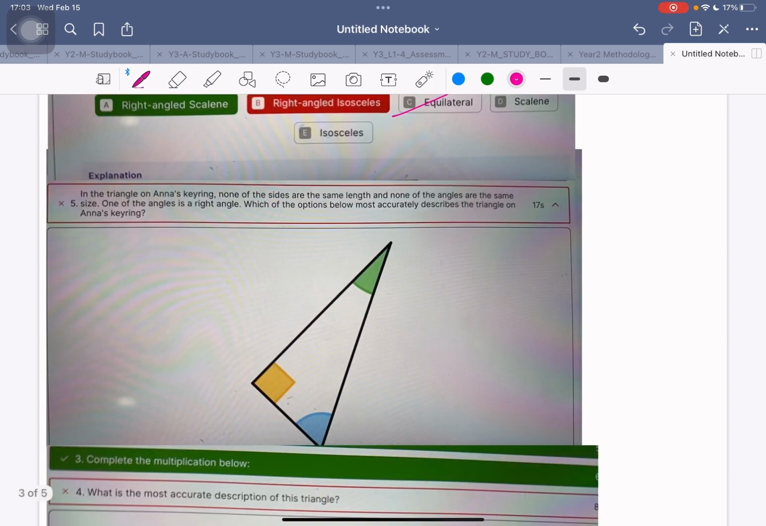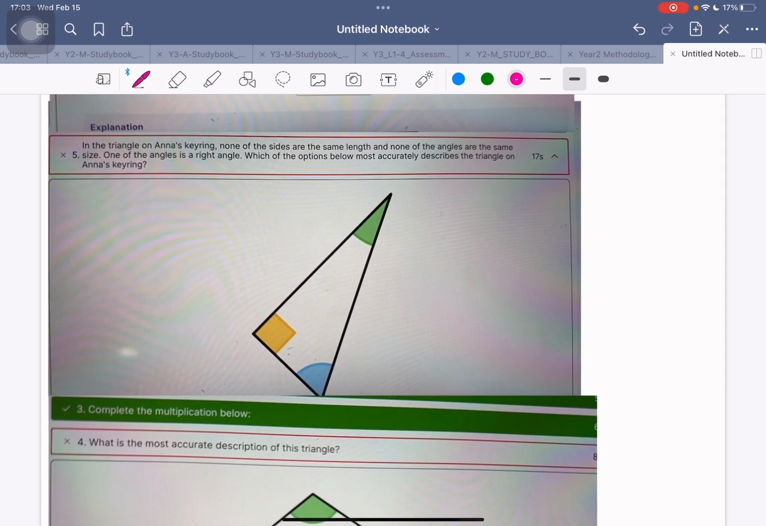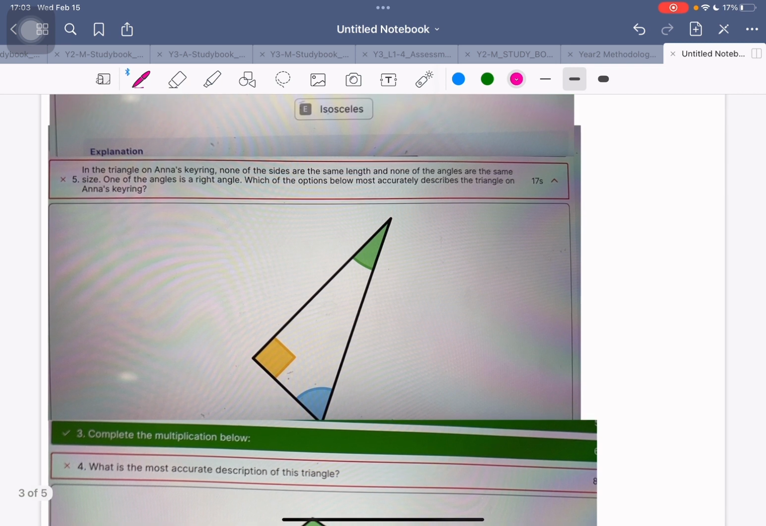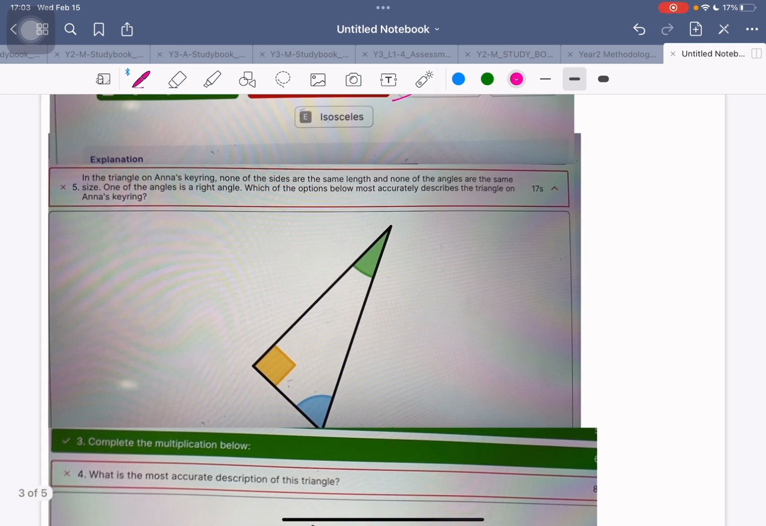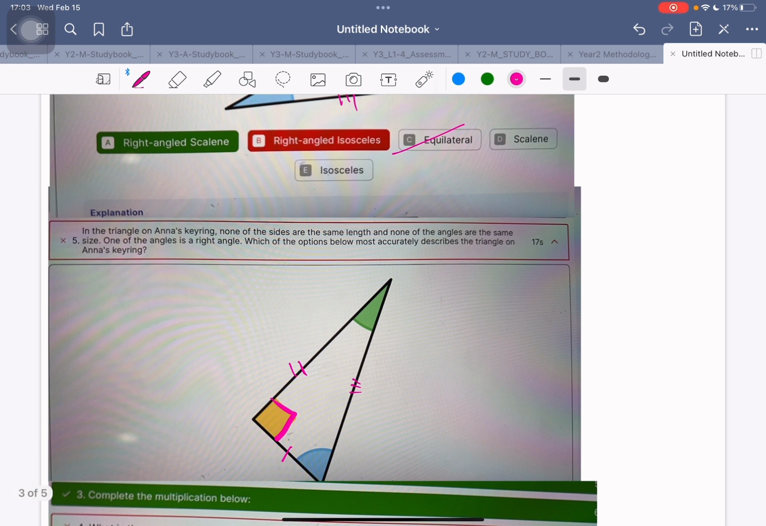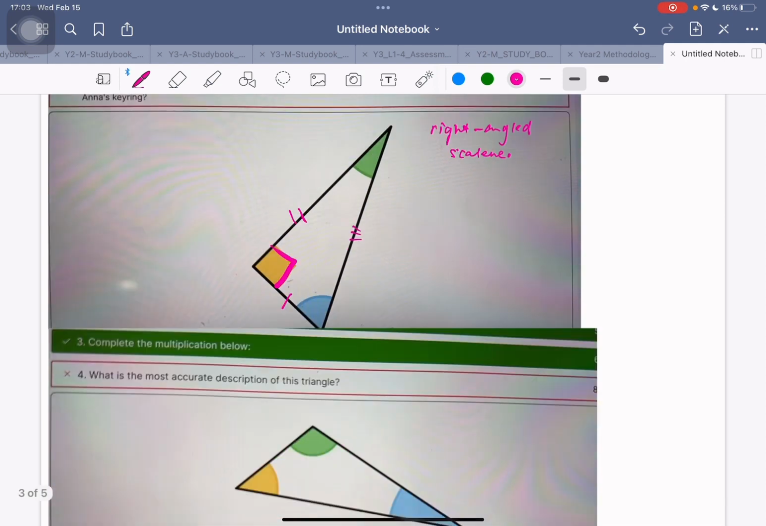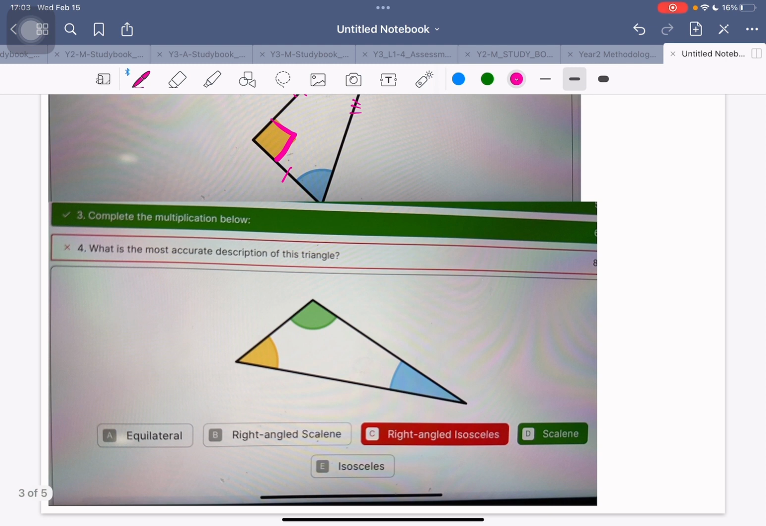Okay, then let's move on to the next question. The next question seems exactly the same, so first of all, find the angles. We have a right angle, so it must be right angled, okay? And then let's focus on the sides. We find all three sides are different. This is the same triangle you looked at in the last question. So it is called right angled scalene.